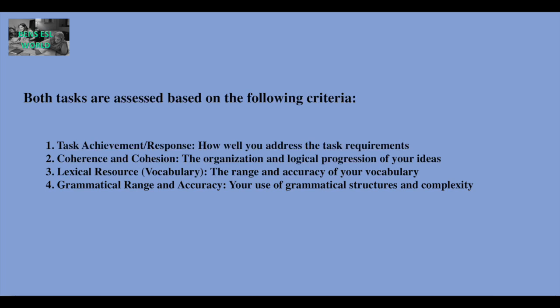Evaluation criteria. Both tasks are assessed based on the following criteria. 1. Task achievement, response. How well you address the task requirements. 2. Coherence and cohesion. The organization and logical progression of your ideas. 3. Lexical resource, vocabulary. The range and accuracy of your vocabulary. 4. Grammatical range and accuracy. Your use of grammatical structures and complexity.